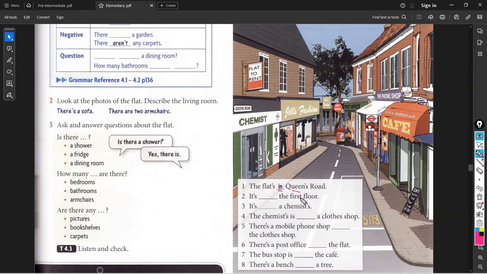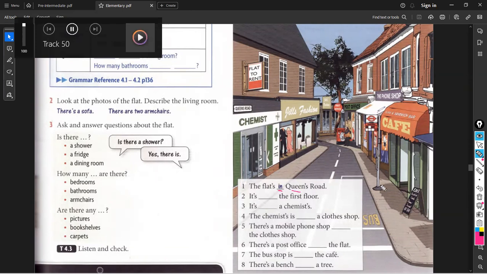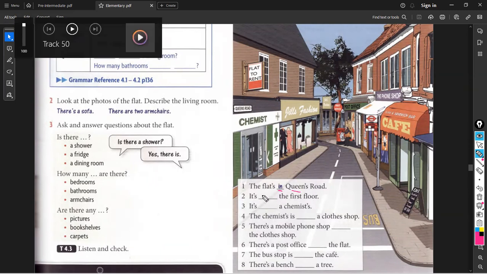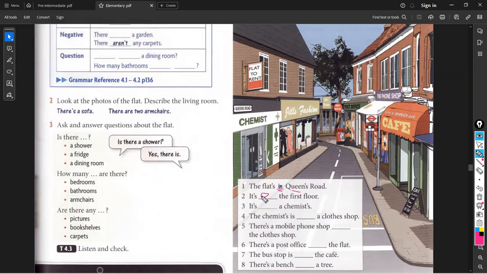Now 2. It's the first floor. Let's listen. 2. It's on the first floor. So it's on. On, أكيد. On the first floor, على الطابق الأول. على الطابق الثاني. هلا نحن بلغتنا بنقول في الطابق الأول, في الطابق الثاني, بس أكيد ثقافة الغرب تختلف عن ثقافتنا. So you have to say on the first floor, on the second floor, on the final floor, if you are talking about floor. طبعا floor تعني طابق.